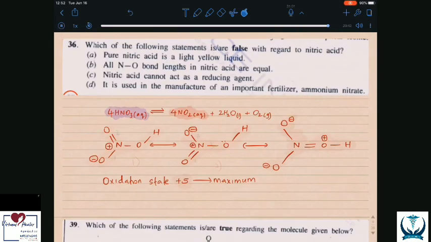Pure nitric acid is colorless, but its spontaneous decomposition produces nitrogen dioxide, which is brown colored. Therefore, nitric acid solutions in the laboratory are brownish.